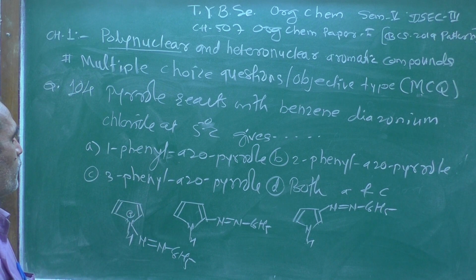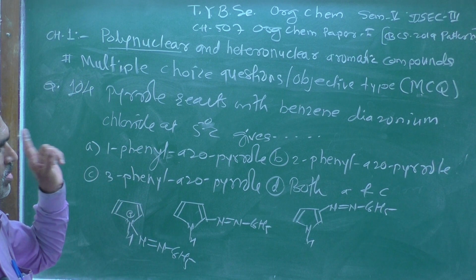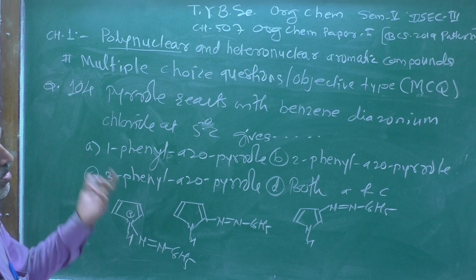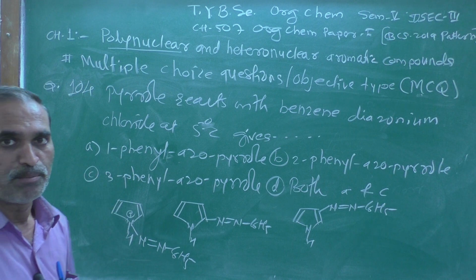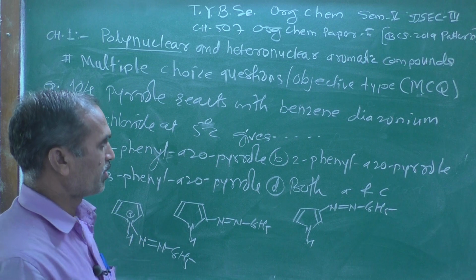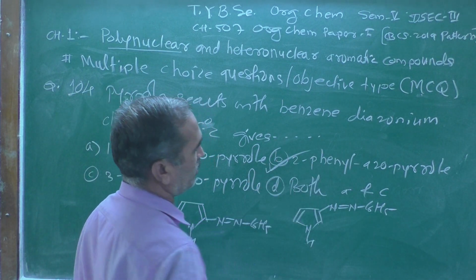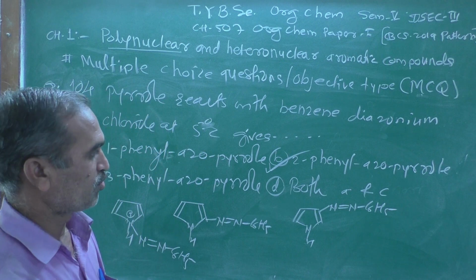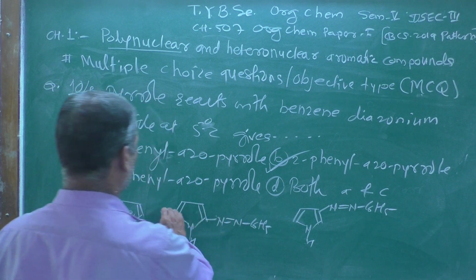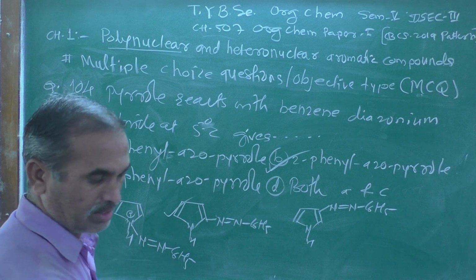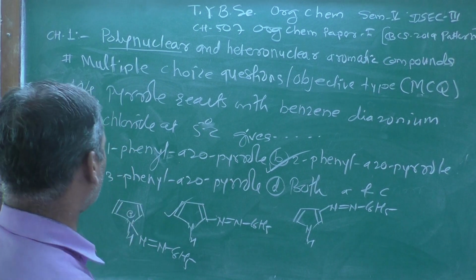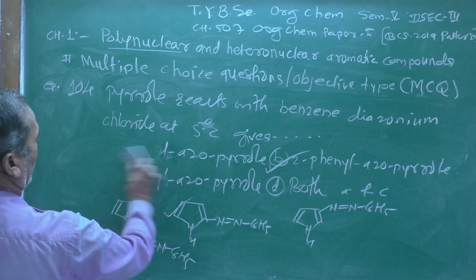What do you think? As we know, pyrrole undergoes electrophilic substitution reaction mainly at 2 position, and therefore see the option: 2-phenylazopyrrole means this is the correct structure, and 2 is the right answer.